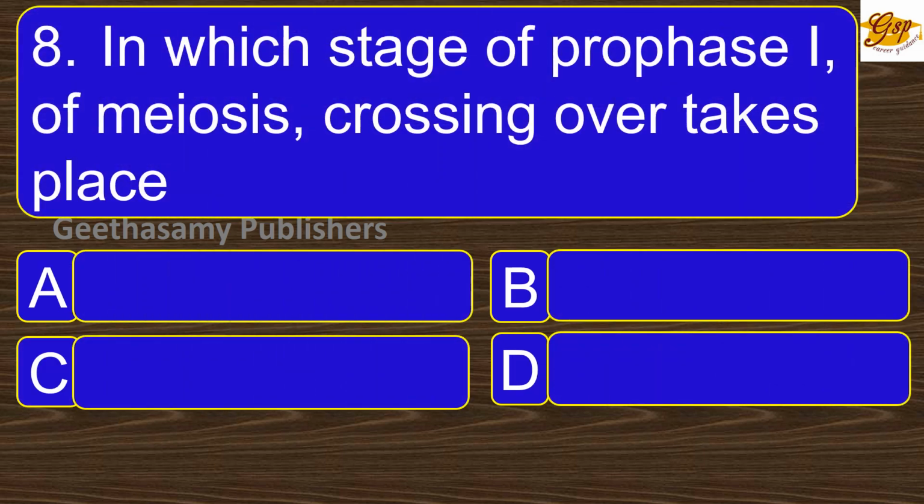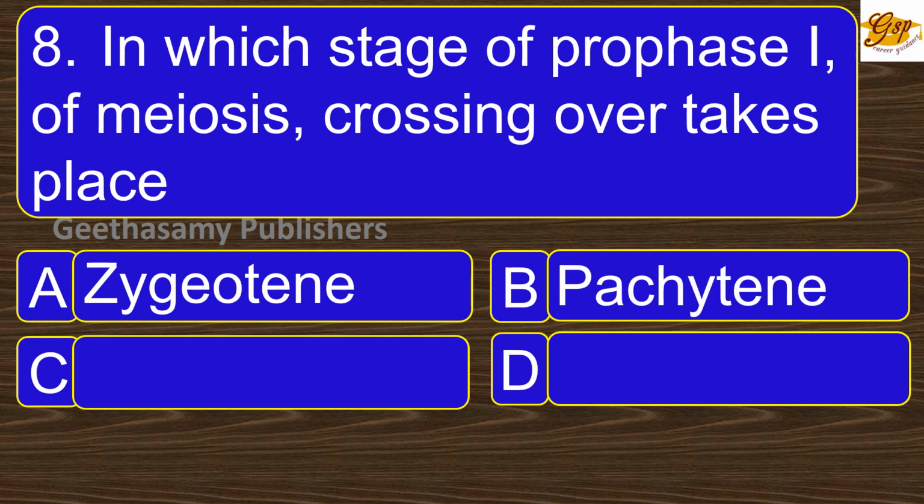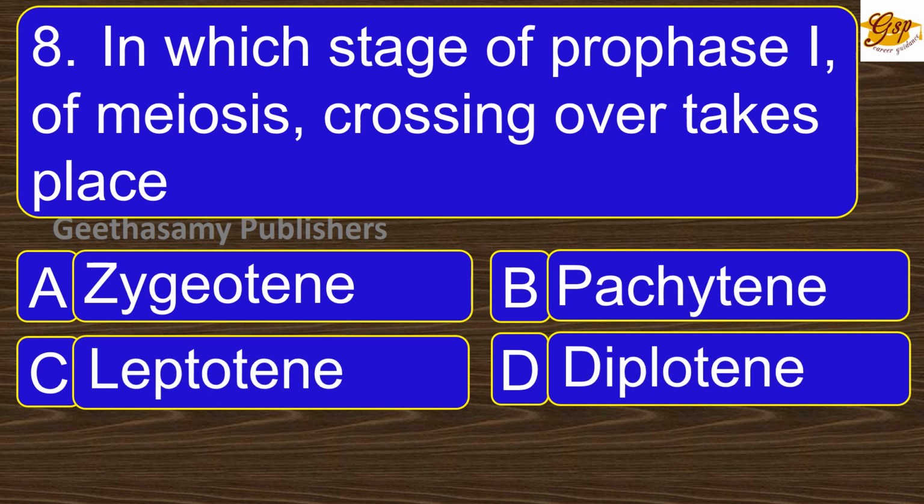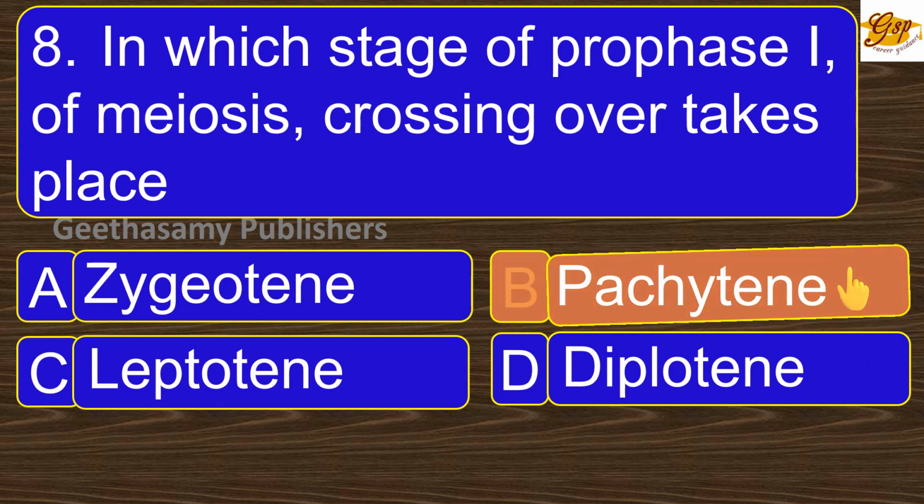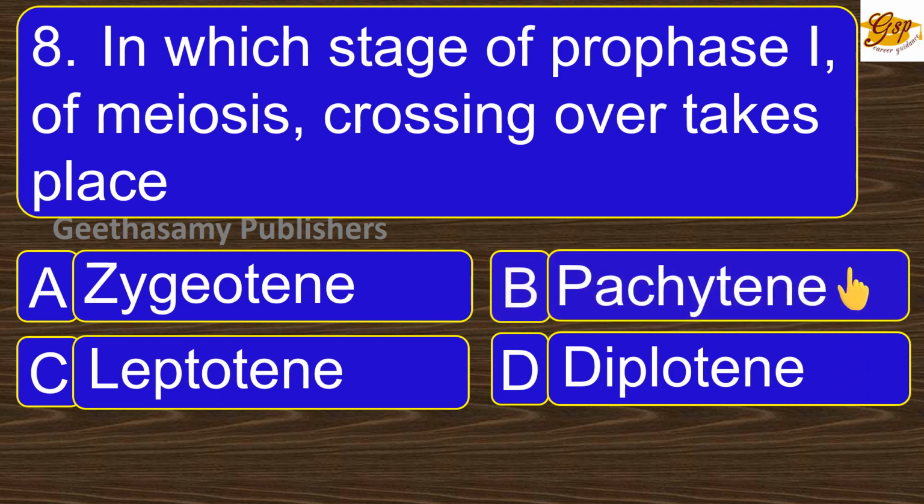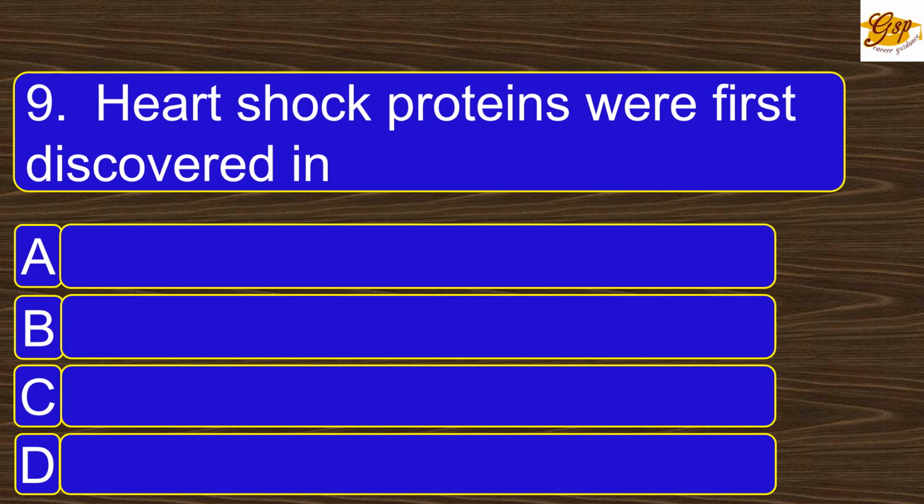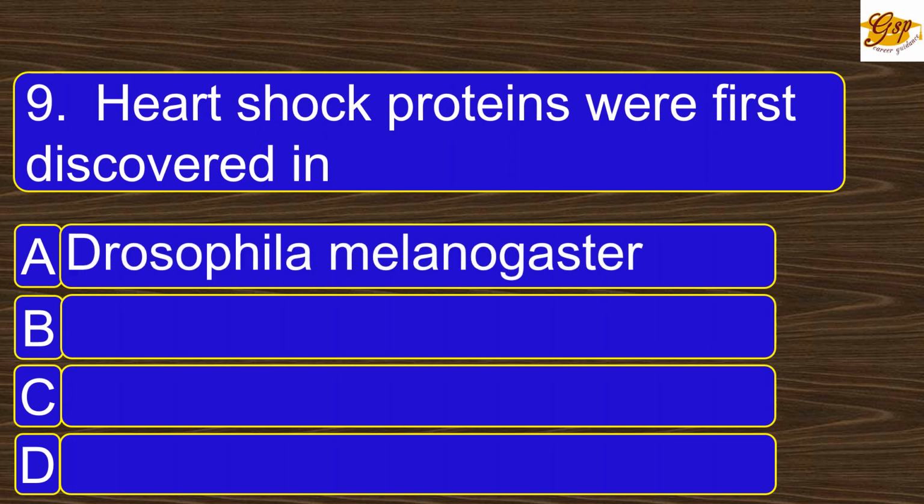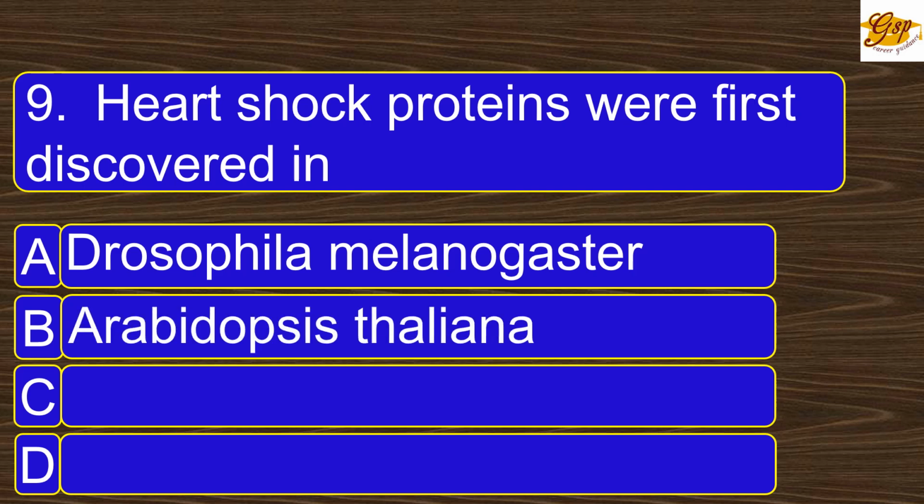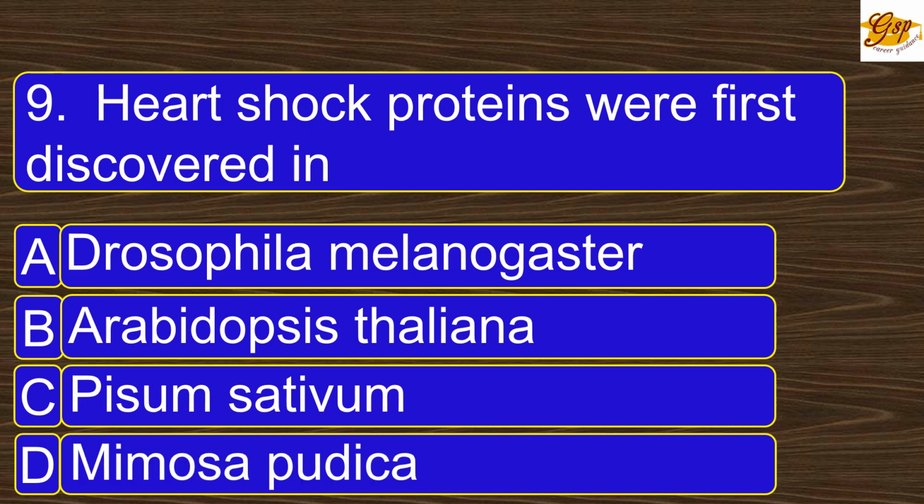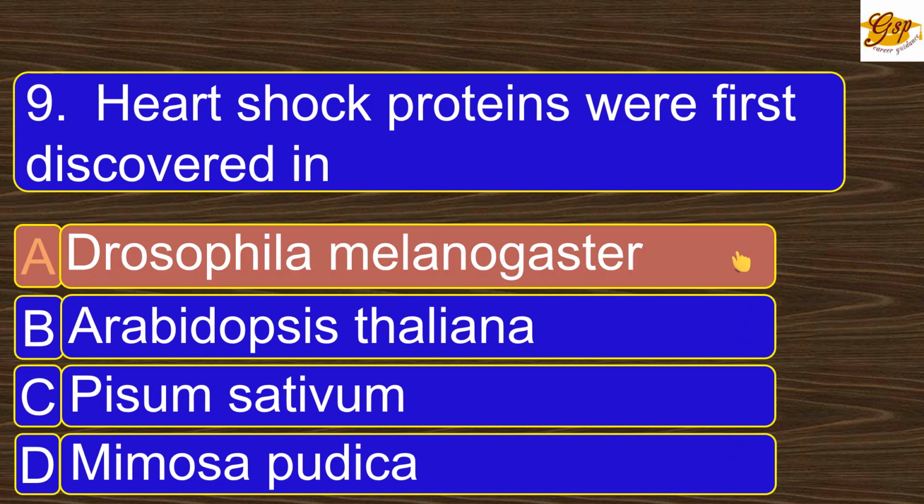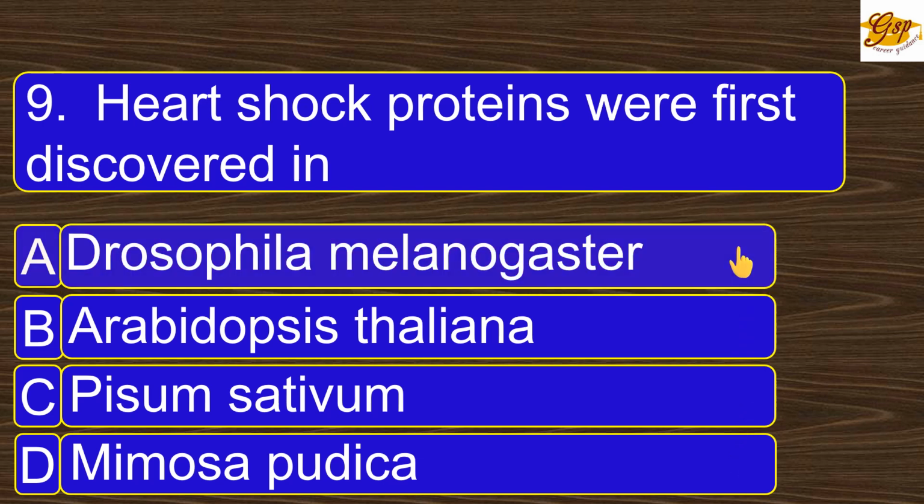Eighth question. In which stage of prophase 1 of meiosis does crossing over take place? A, zygotene; B, pachytene; C, leptotene; D, diplotene. The correct answer is B, pachytene. Ninth question. Heat shock proteins were first discovered in: A, Drosophila melanogaster; B, Arabidopsis thaliana; C, Pisum sativum; D, Mimosa pudica. The correct answer is A, Drosophila melanogaster.